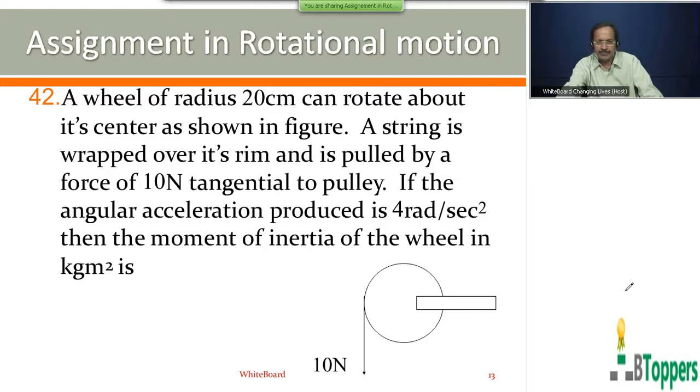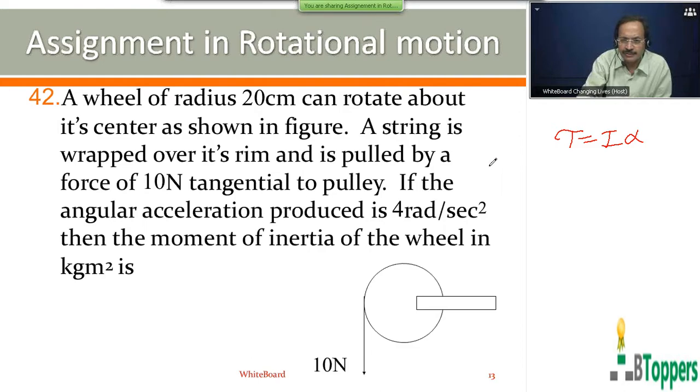Next, see question number 42. A wheel of radius 20 centimeter can rotate about its center as shown in the figure. A string is wrapped over its rim and is pulled by a force of 10 Newton tangential to the pulley. The angular acceleration produced is 4 radian per second square. The moment of inertia of the wheel in kg meter square is... Here also we will apply the formula for torque, that is Newton's second law for rotational motion. Torque equals I into alpha.